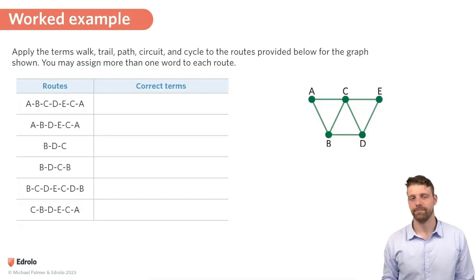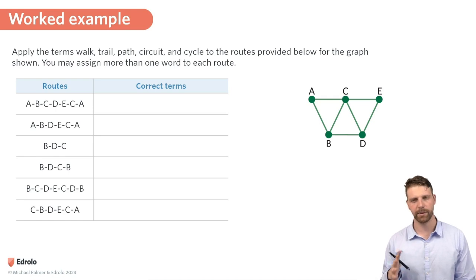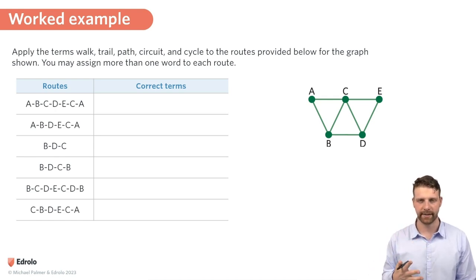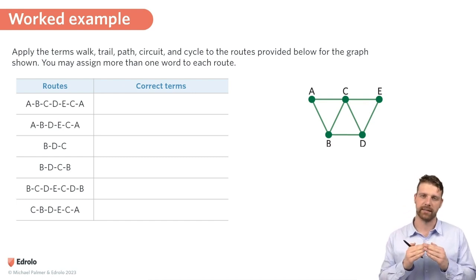Let's try a worked example. We're going to apply the terms walk, trail, path, circuit, and cycle to the routes provided below for the graph shown. We can assign more than one word to each route, and at the end, I might choose the thing that I think is the best description of that. Here, this gets a bit tricky because the definitions cascade. So things like a circuit is a trail. It's just a special trail that sort of finishes and starts at the same point.